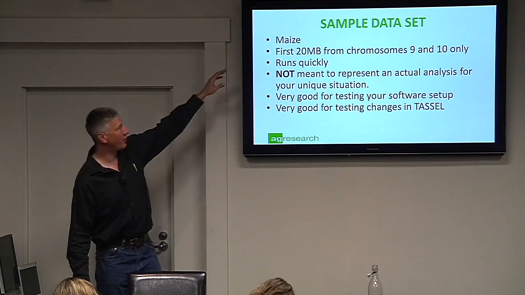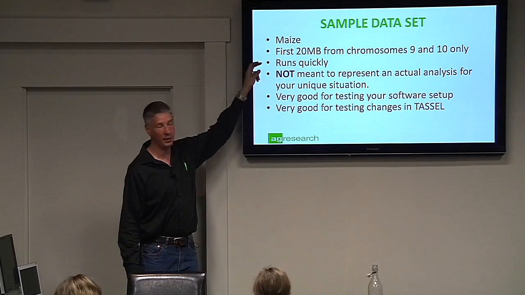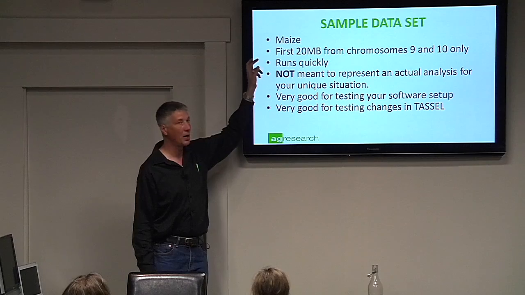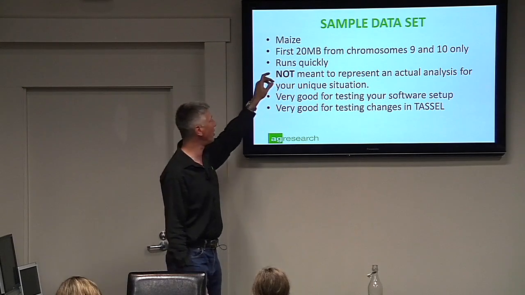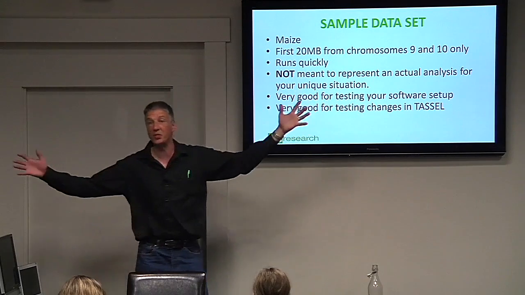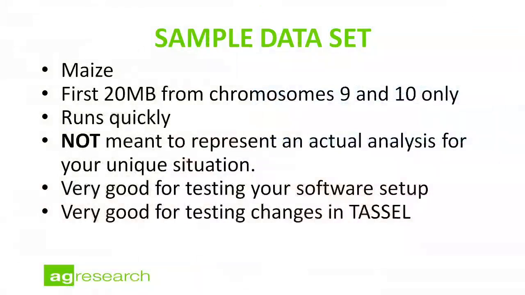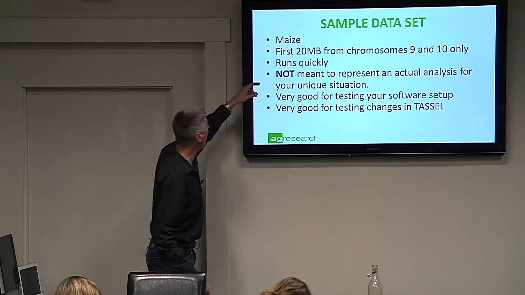About the sample data set: first, it comes from maize. The sequence files contain sequences that are only from the first 20 megabases from chromosomes 9 and 10. This is a substantially reduced data set, okay? It runs quickly, that's why we're doing it. We just beta tested this round at Deakin the last couple of days, and it worked much better than the longer things we were doing that took forever, crashed computers and were just a nuisance.